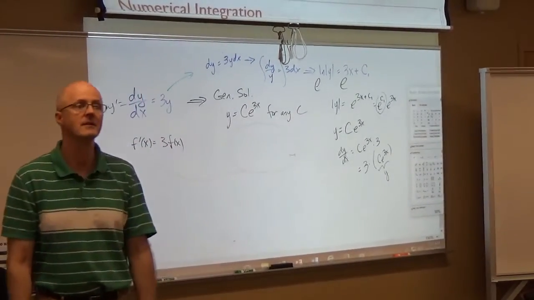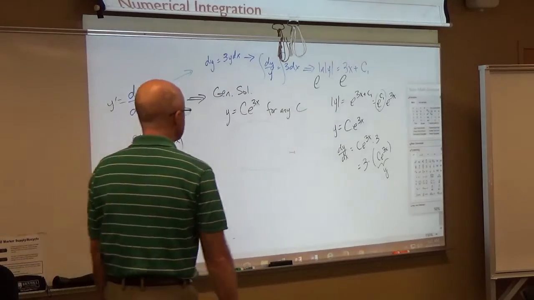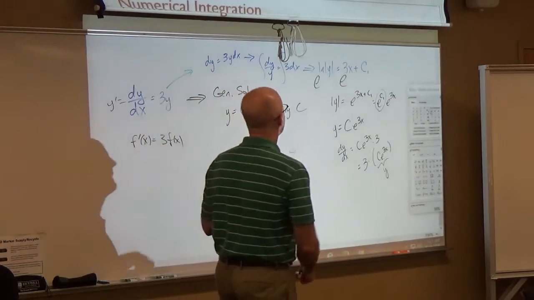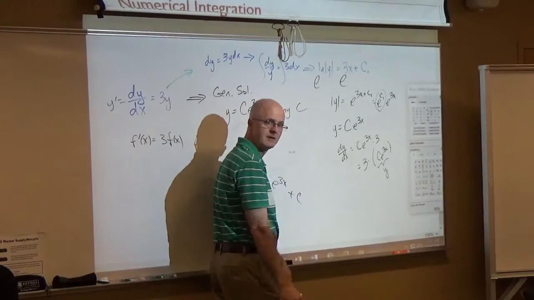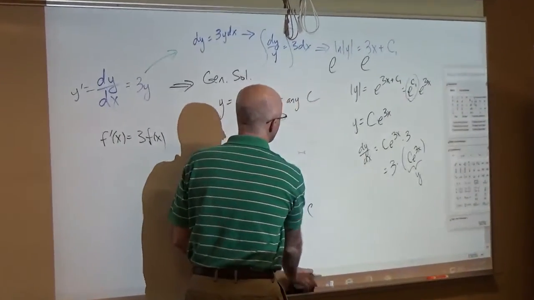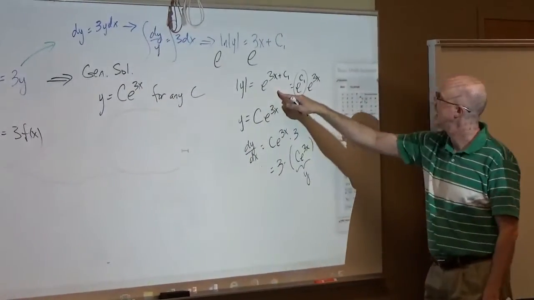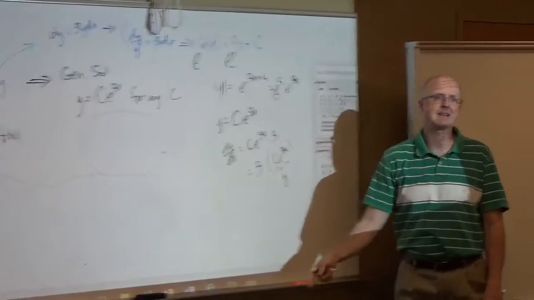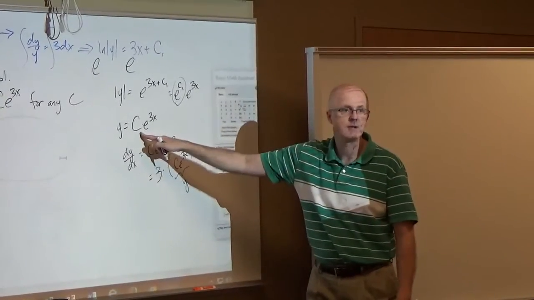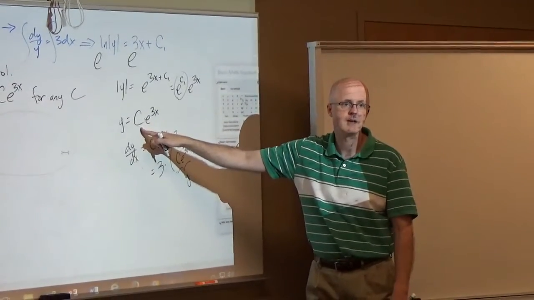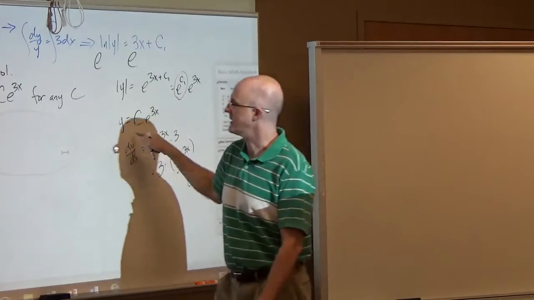Question? Would it be fine to leave it as e to 3x plus c, or should you have it c? The c should be in front. Oh, well, okay. I was thinking about this would be wrong. Right. Okay. This technically is a solution for any value of c. However, it does have a defect in that it doesn't give you solutions that go negative, which this one does, if c is negative. And you want to possibly include those. Right. So there's your general solution.